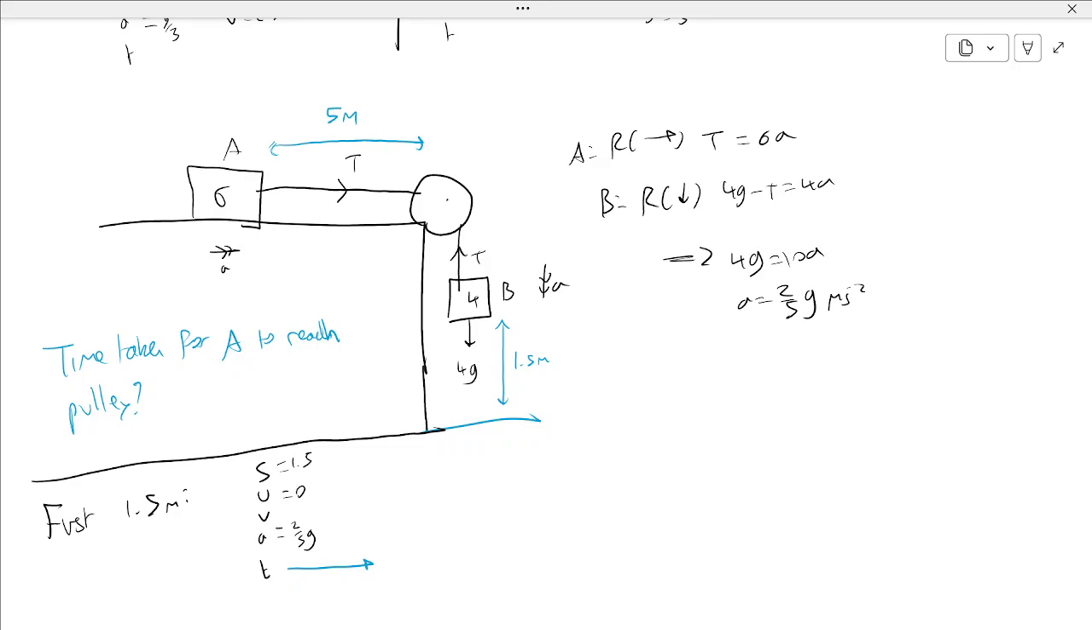So I think that's S equals UT plus 1/2 AT squared. S equals ut, which is 0, plus 1/2 a t squared, which is this, 1.5 divided by 1/5, so times by 5, divided by g, and square rooted. I get 0.8748.